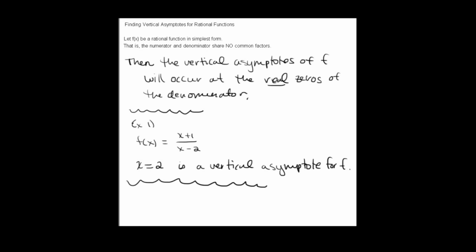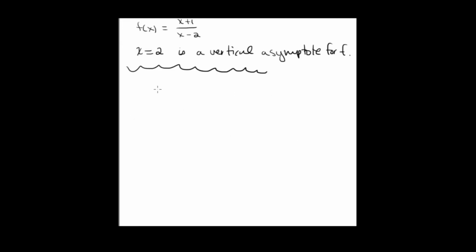Now, let's look at another example where we might have a little bit more work to do. So let's look at example 2. Let f of x be equal to x minus 5 over x squared minus x minus 20. Okay, before we can conclude that the numerator and the denominator share no common factors, we need to factor both top and bottom, if we can. The top is already factored, so the bottom can be written as x minus 5 times x plus 4.